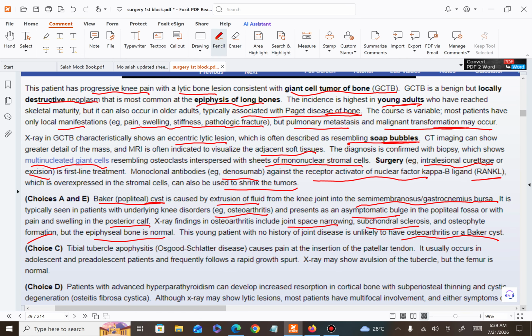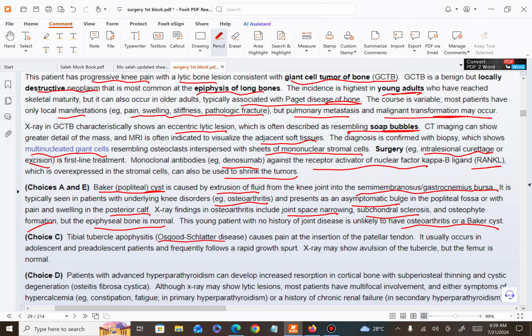Then the other option is Osgood-Schlatter disease, also known as tibial tubercle apophysitis. It causes pain at the insertion of the patellar tendon. It usually occurs in adolescent or pre-adolescent patients and frequently follows a rapid growth spurt. X-ray may show avulsion of the tubercle, but the femur is normal.